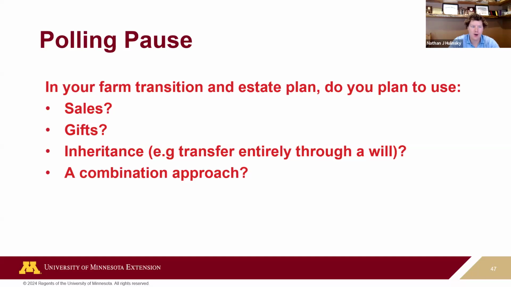So for your farm transition process, for the plan that you have, do you plan on using sales, gifts, or inheritance, or a combination of all one, two, or three of these? And again, we're not going to ask the audience for their direct answers, but I just want people to understand this.